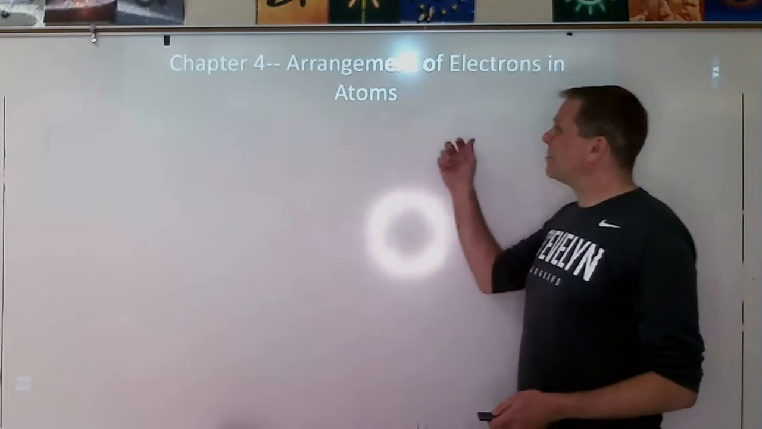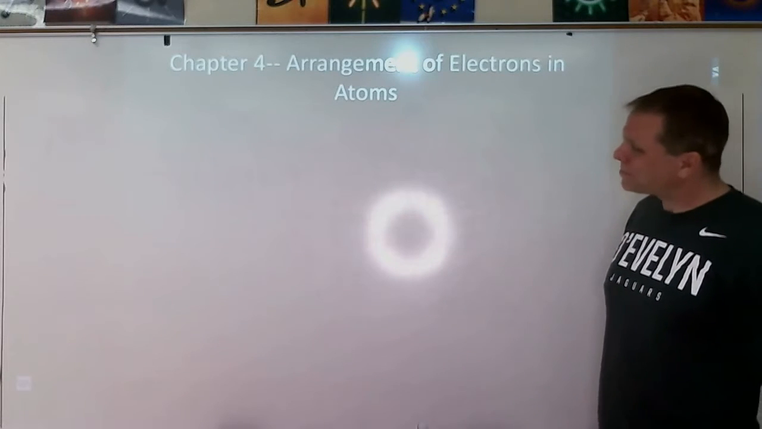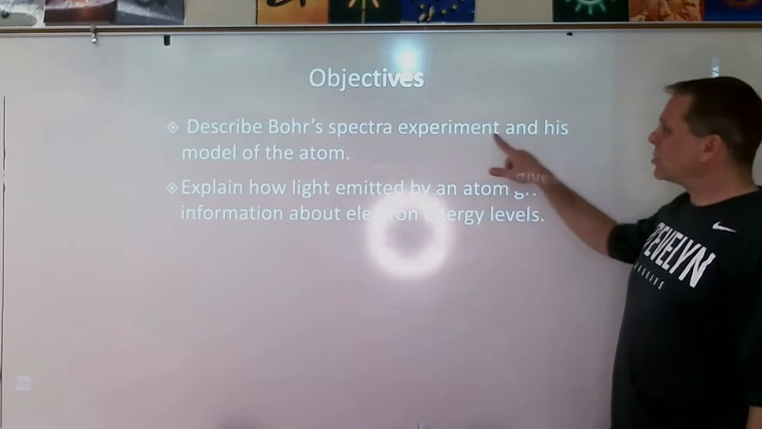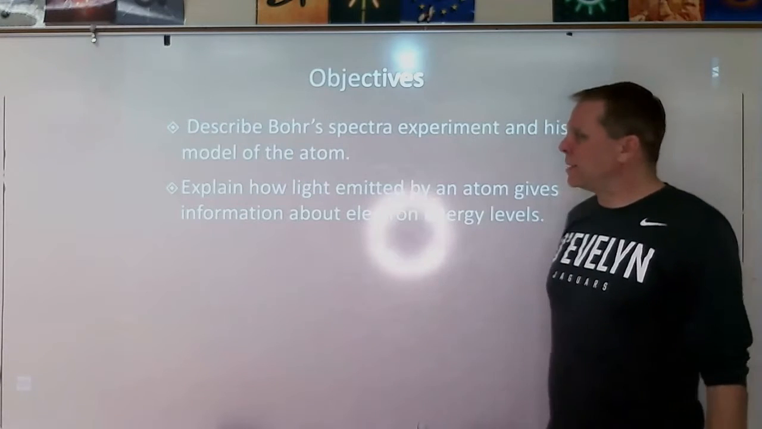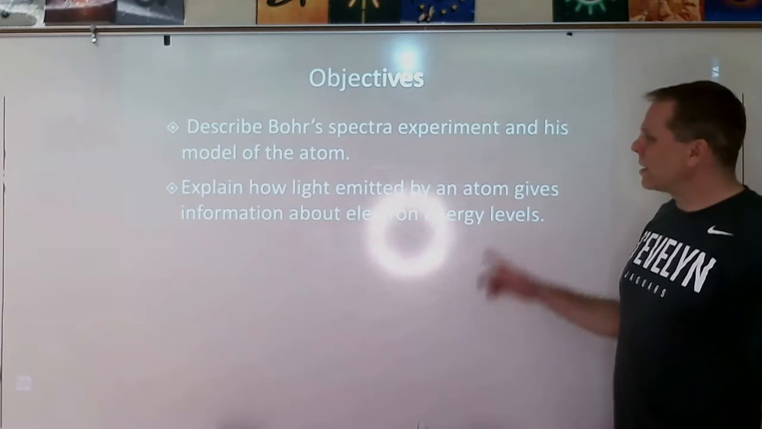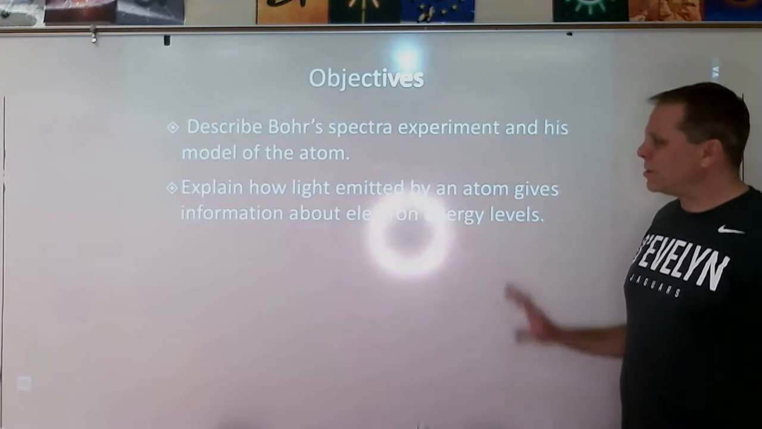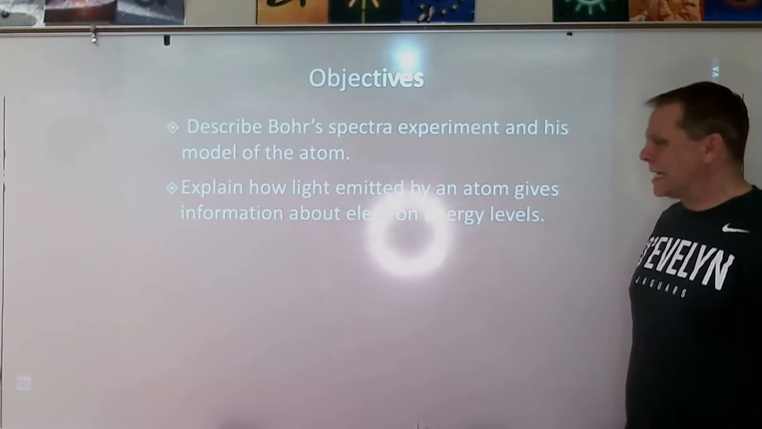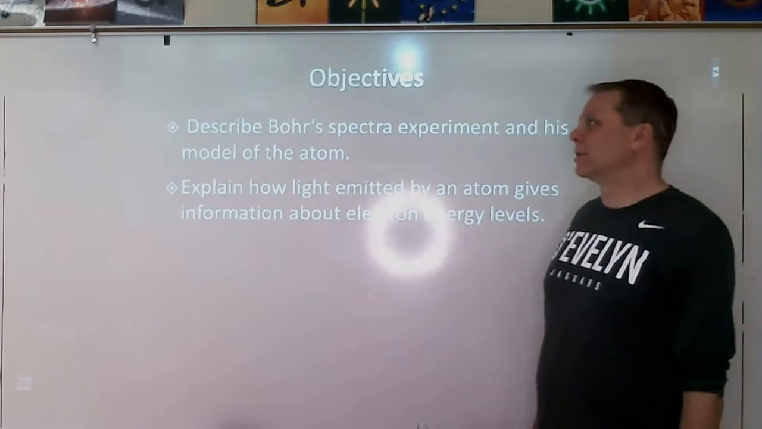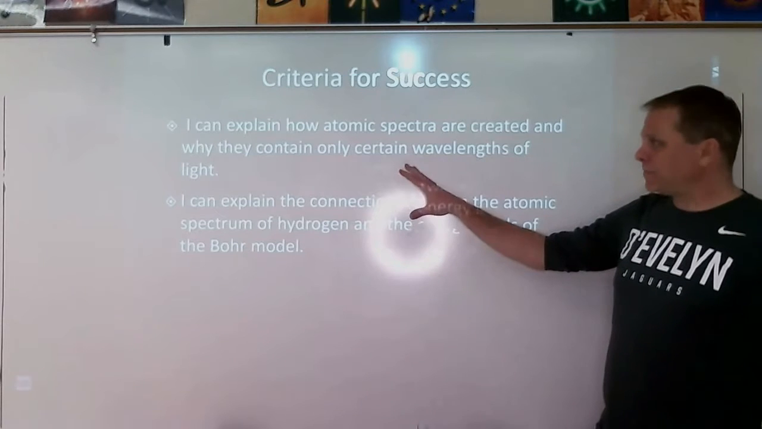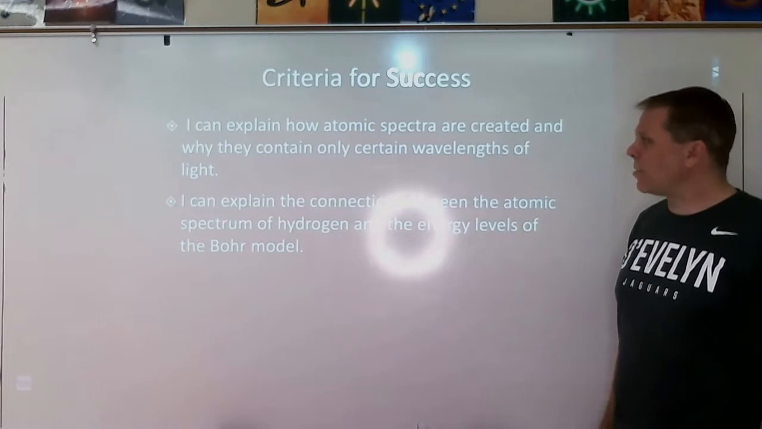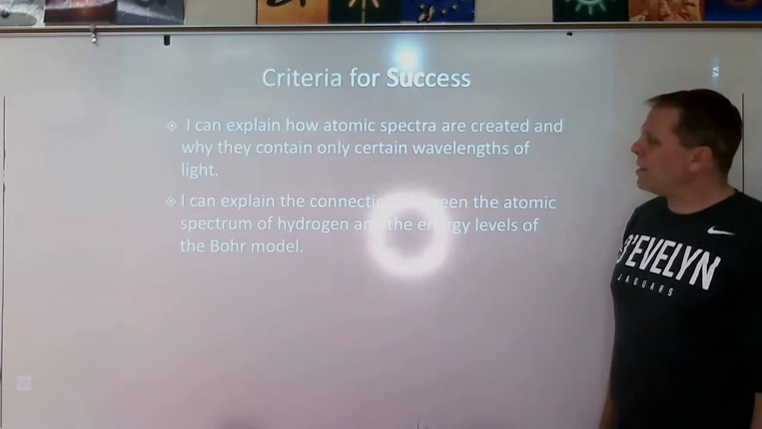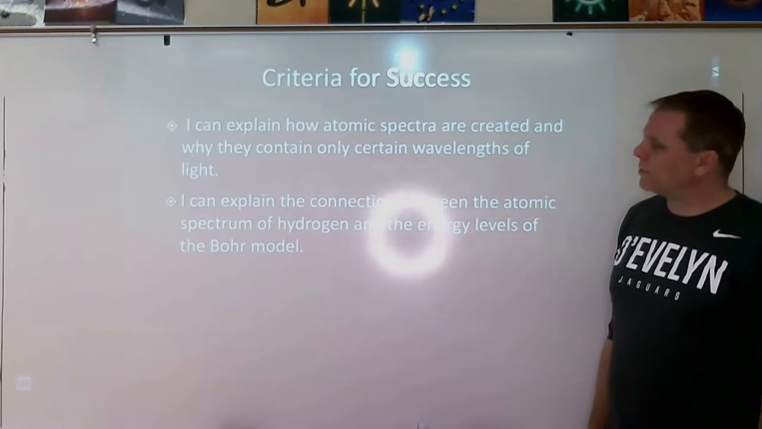Today we're going to be talking about the arrangement of electrons in atoms, and our objectives are to look at spectra experiments by a gentleman by the name of Bohr, and look at his model of the atom, and then you should be able to describe that, and then explain how light emitted by atoms gives off information about electron energy levels. So when you come out of here, you should be able to explain how the atomic spectra, we'll talk about what that is, are created and why they contain only certain wavelengths of light.